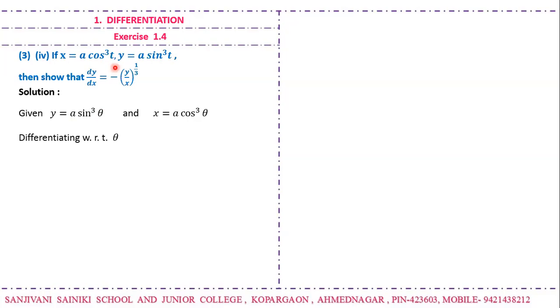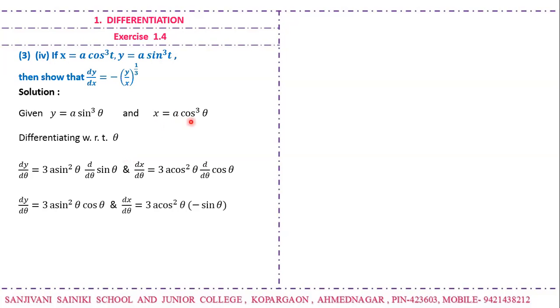Now first of all I will explain how to find the derivatives in parametric differentiation. Take y is given as a sine cube theta and x is given as a cos cube theta. Differentiate with respect to theta. a is a constant, so the derivative of sine cube theta is a 3 sine square theta into the derivative of sine theta, which is cos theta. And here a cos cube theta, a is a constant, so the derivative of cos cube theta is a 3 cos square theta into d by d theta of cos theta, which is minus sine theta.